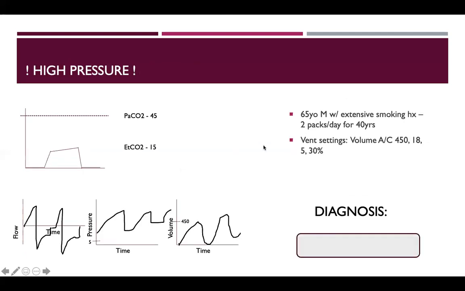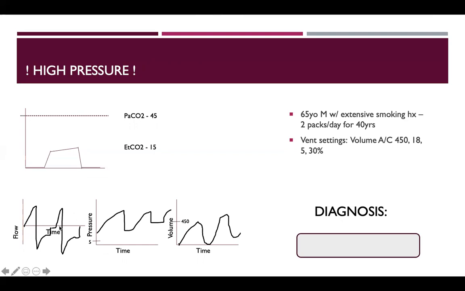Okay, and then this is the last one. You're getting another high pressure warning. The gradient is again increased between your PaCO2 and your end tidal. And I'm sorry for the really bad drawings, but these are the curves that you would see on your ventilator. Your patient is a 65-year-old male with an extensive smoking history, 2 packs a day for 40 years. And these are your ventilator settings.